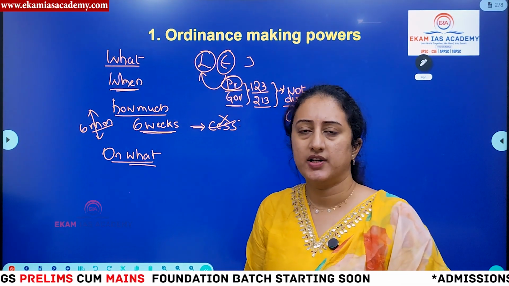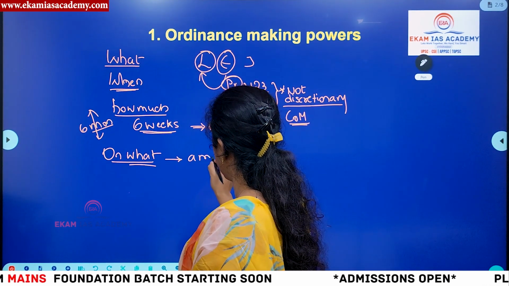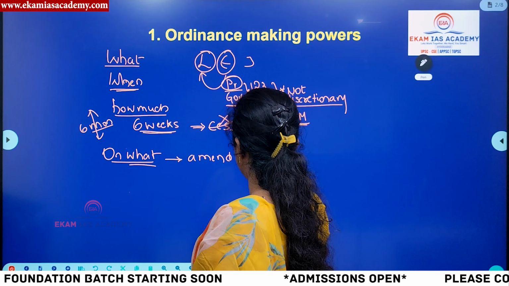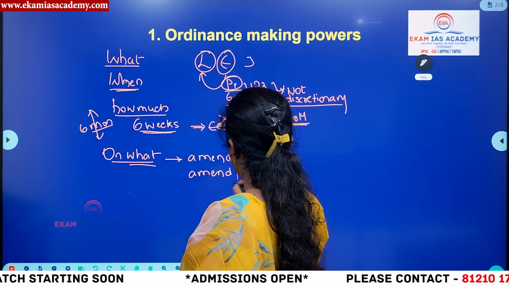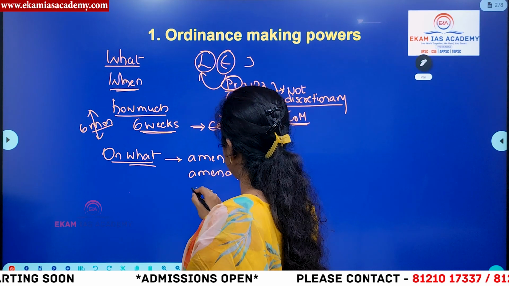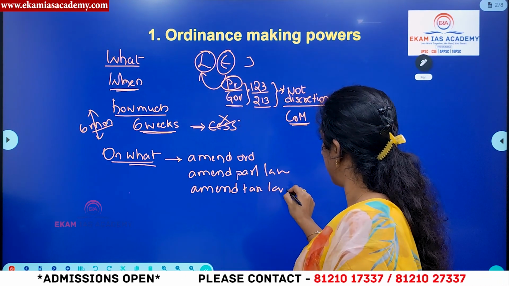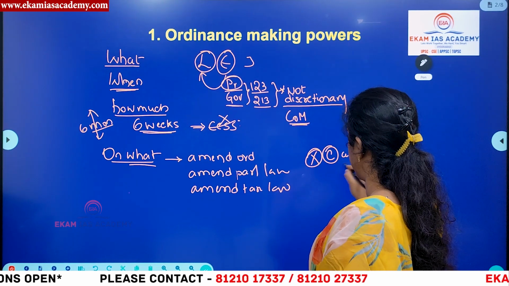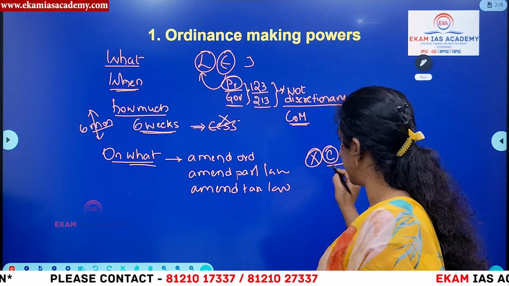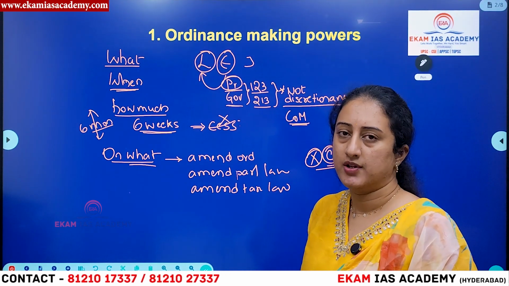On what matters can we generally enact an ordinance? An ordinance can be issued to amend another ordinance. You can amend any Parliament law. You can amend any tax law also. And remember, you cannot amend the Constitution using an ordinance. This is the most important thing. No ordinance can be issued for amending the Constitution. That is the main important point you have to keep in mind.